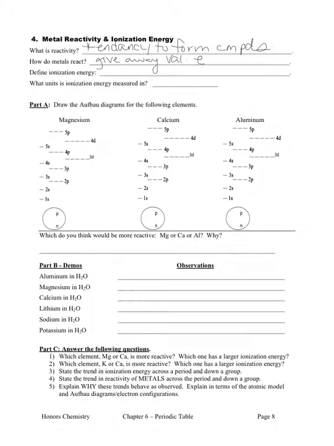So ionization energy is energy required to remove a valence electron. And the unit that we're going to measure that in, since we're measuring energy, is what you're going to see when we graph later: kilojoules per mole.